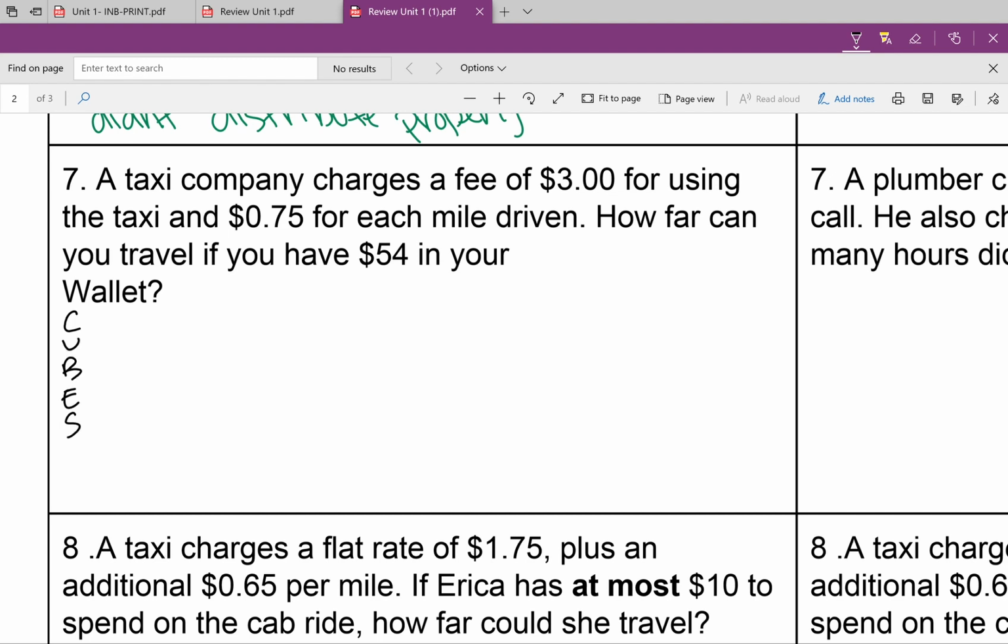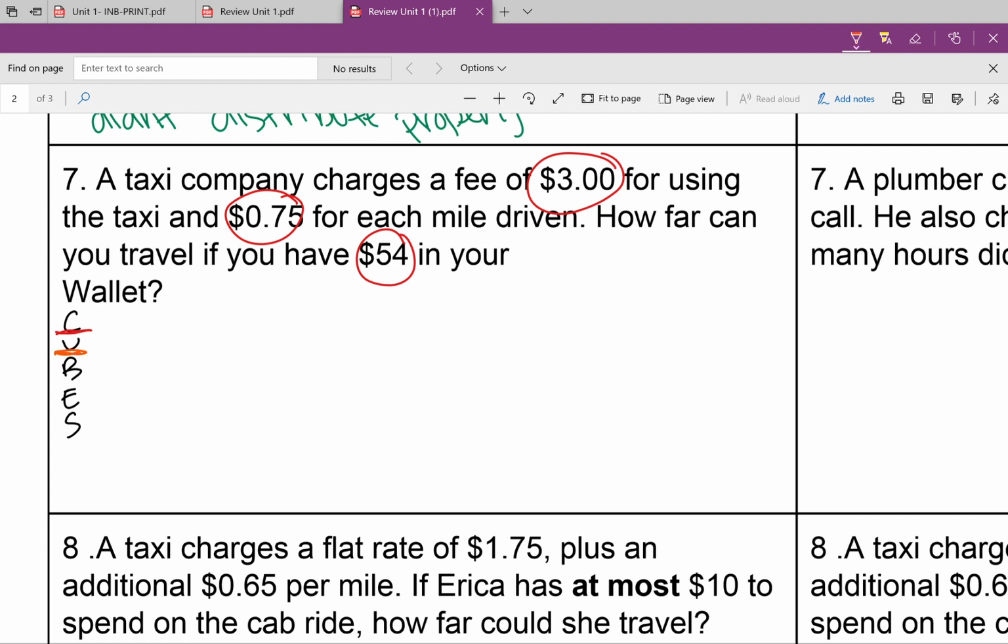Remember, the C in CUBE stands for circle the numbers. So I'm going to go through each part here and circle all the numbers. So C was circle the numbers. So I have $3, 75 cents, and then 54. Okay. U was underline important keywords.